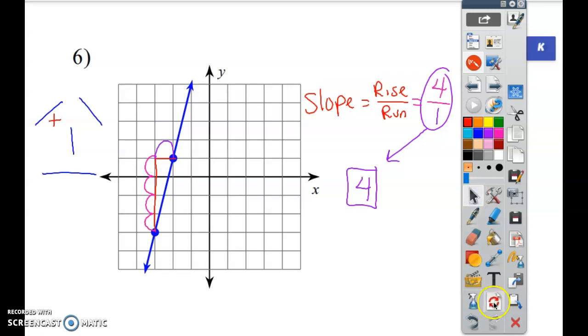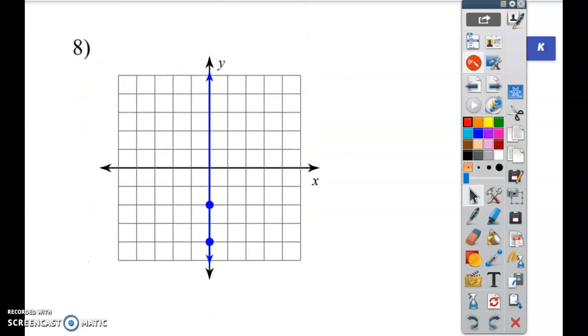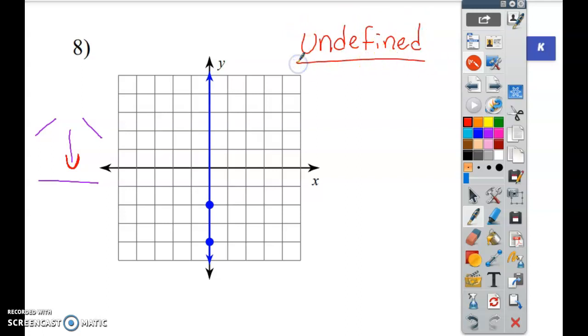Okay, and then let's do the last one. Problem number 8. What type of slope is this? Look at the slope, man. Do you guys remember what this one is called? Because it's the one that has the nose, right? And that nose, that's a U for what? Undefined. Okay? Now let's do the math on it.